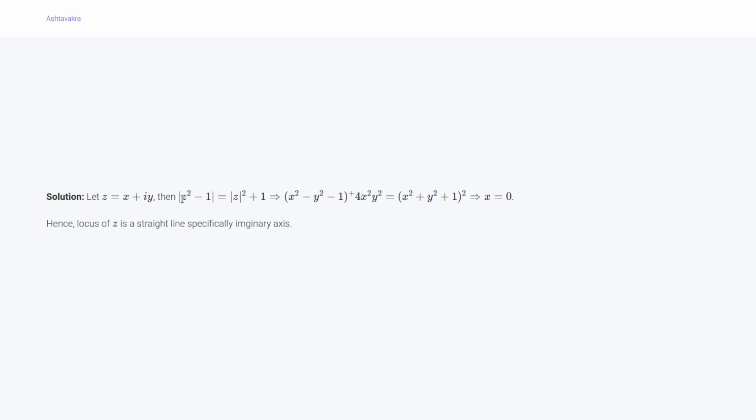So z square minus 1 will be x square minus y square plus 2ixy minus 1. So it will be x square plus y square minus 1 whole square plus 4x square y square is equal to x square plus y square plus 1 whole square. This implies x is equal to 0. So the locus of z is simply the imaginary axis. It is a straight line.